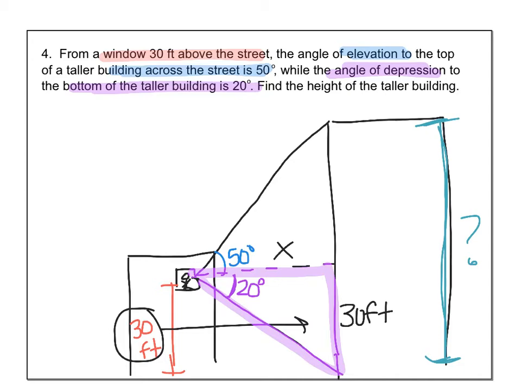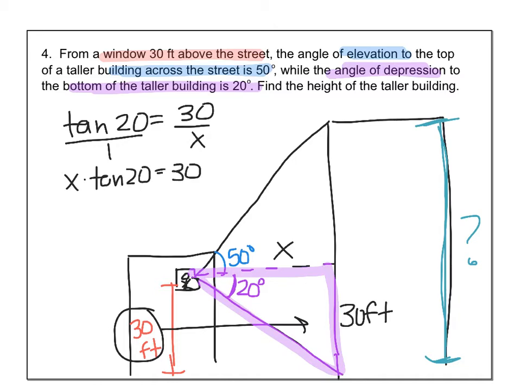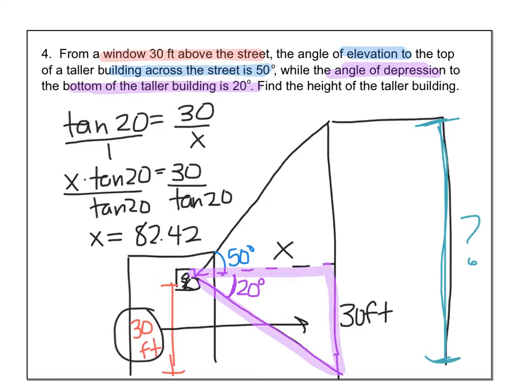So if I'm trying to find that bottom side, it's opposite and adjacent right now, so we're going to do tangent. It'd be tangent of 20 is equal to 30 over x. It's been a while since we've seen a problem like this, but my suggestion, remember, is to set it up as a proportion and cross multiply. This is x times the tangent of 20 is equal to 30, and then we can divide by the tangent of 20. So it's 30 divided by the tangent of 20. That's what you're going to type in your calculator. And then you should get 82.42.